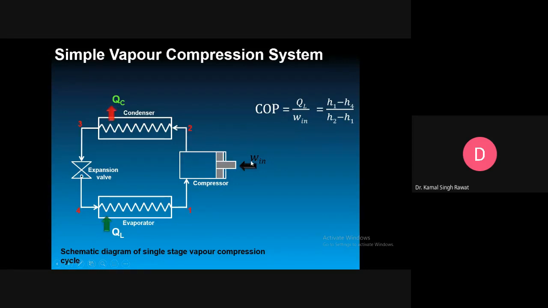If we apply the thermodynamic analysis, we get the heat absorbed in the evaporator equal to H1 minus H4, and the work supplied in the compressor is H2 minus H1. So if we put the values, we get the COP of the simple vapor compression system as H1 minus H4 divided by H2 minus H1.